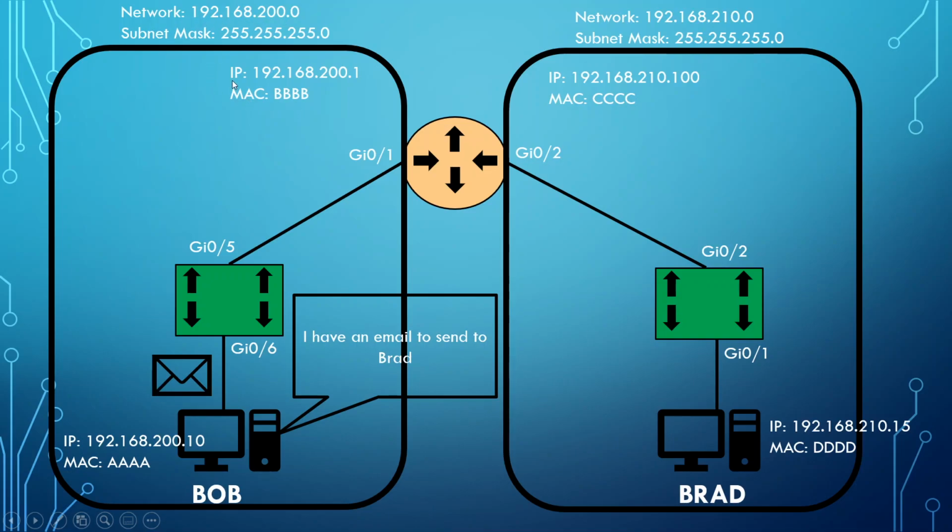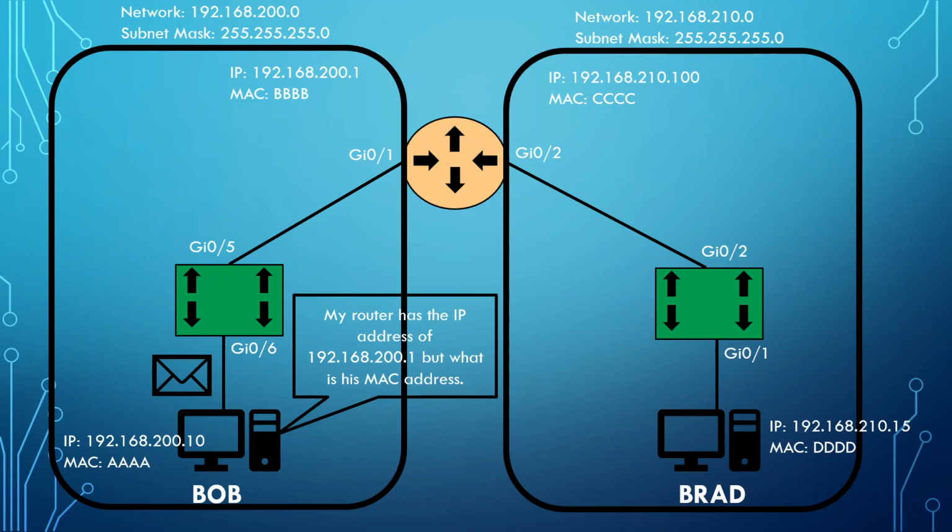But in any case, Bob needs to send an email to Brad. Bob knows, okay, Brad is not on my network. I've essentially compared my IP address to my subnet mask. I know that Brad lives on a different network, so I know that I can use my router to reach Brad.